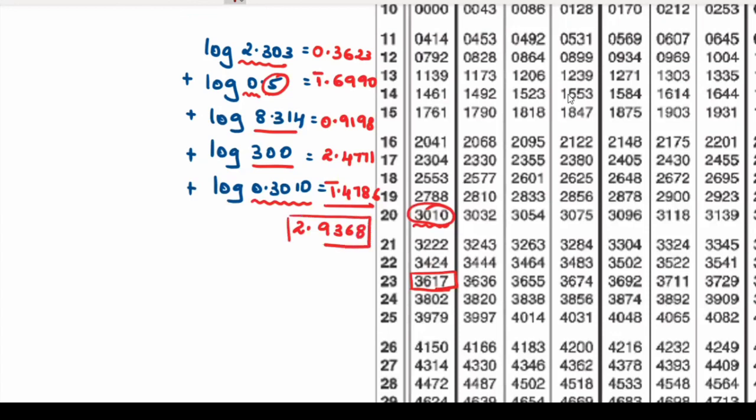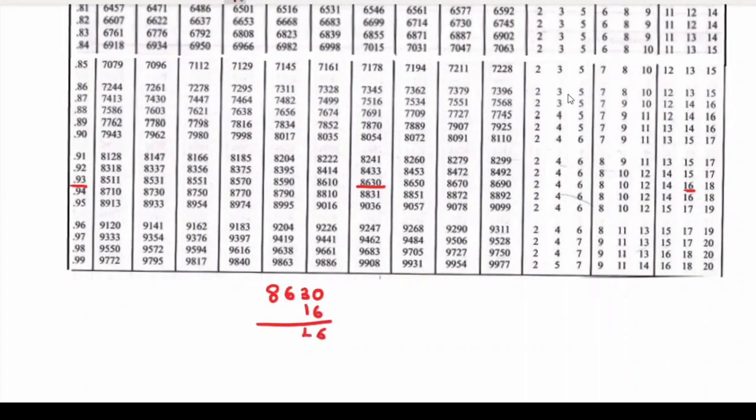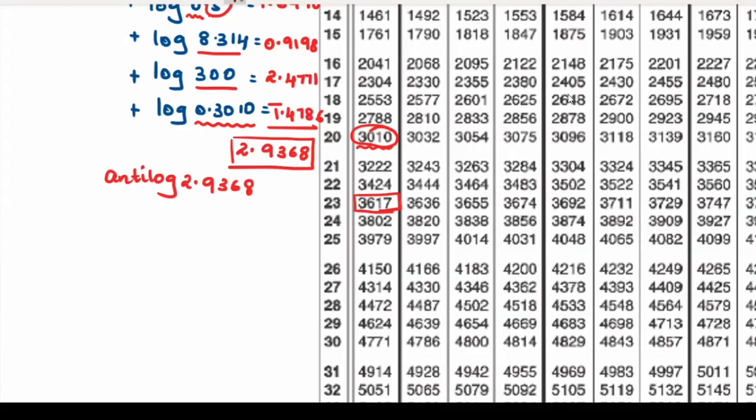Now whatever answer you get, simply find out the anti-log of it. So now we will be referring to the anti-log table. Anti-log of 2.9368. For anti-log, you are going to look into the digits after the decimal point. So I will be checking it in the 93 row, 6th column and 8th column of mean difference. So now we will be adding 8630 and 16. So I will be getting 8646. For 9368, we got the value 8646.